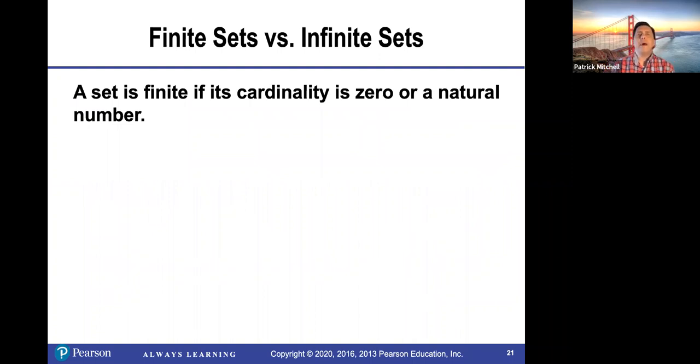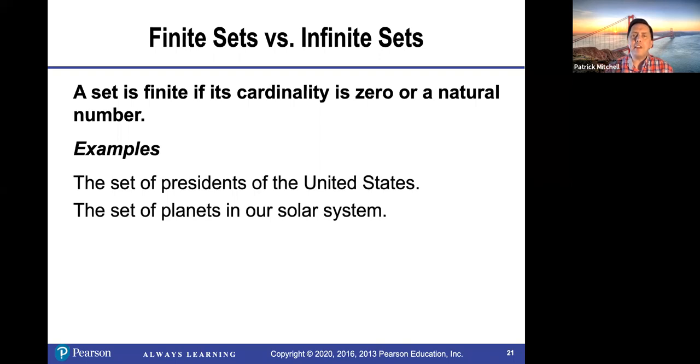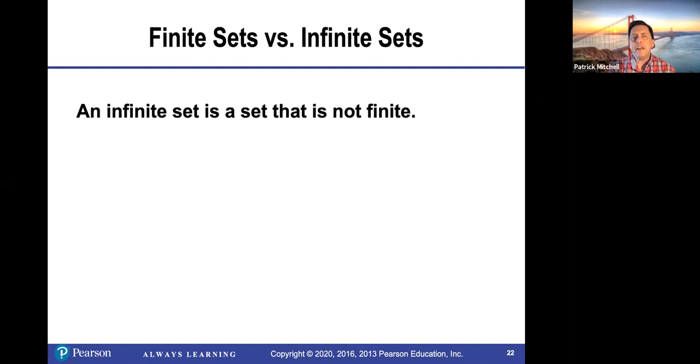All right, let's come back to finite and infinite sets. A set is finite if its cardinality is 0 or a natural number. So a couple of examples, the set of presidents of the United States and the set of planets in our solar system. Those are both finite sets. An infinite set is a set that is not finite.